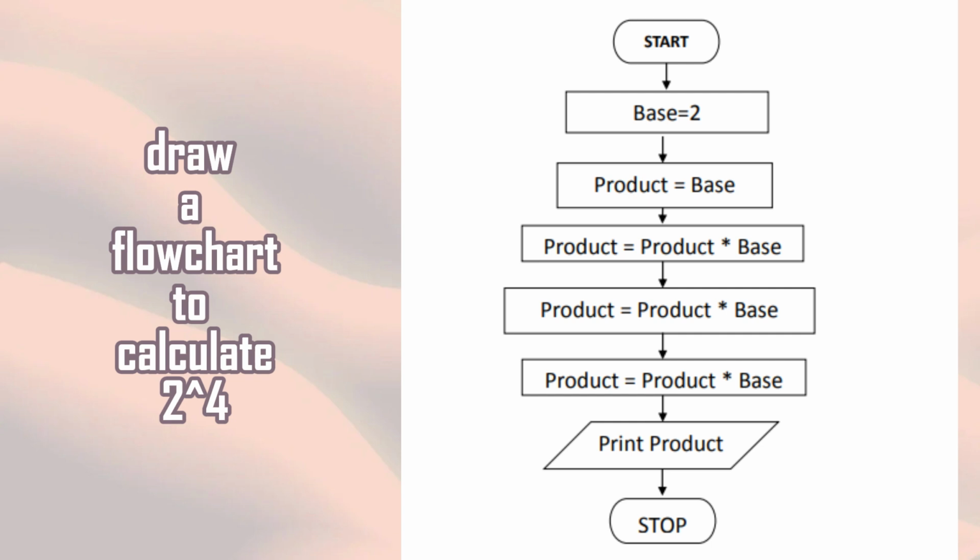multiplied by 2 multiplied by 2 will be found, and in the last print command the product will be shown, which will be equal to 2 multiplied by 2 multiplied by 2 multiplied by 2, which is equal to 2 to the power 4, and the last is stop, and the function is done.